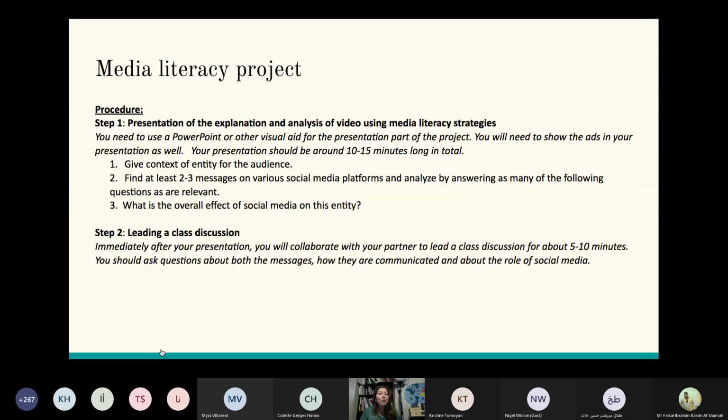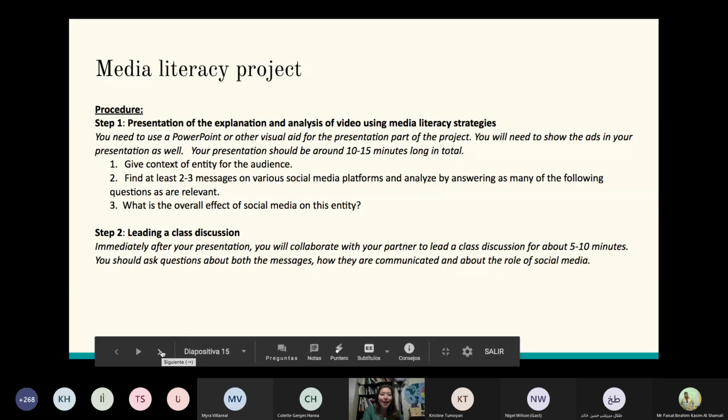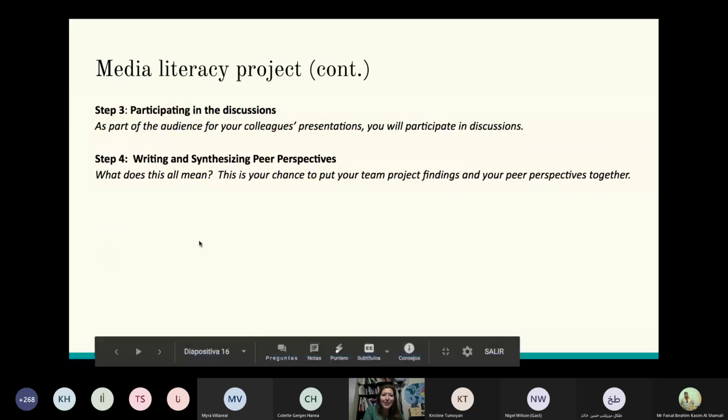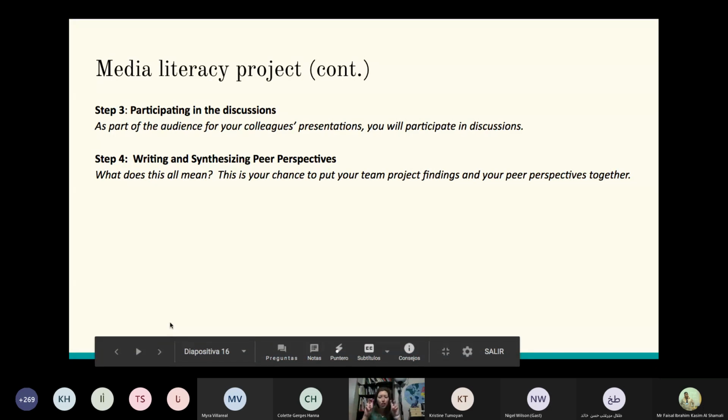And so when my students are presenting their ideas and their perspectives on this media, they do so with the understanding that, again, some peers may actually hear that differently. They may interpret that differently. So could you be open to those different perspectives and incorporate that into some of your final findings regarding your own analysis? So as I said before, they participate in their discussions, and then they write and they synthesize the peer perspectives. So it's a chance for them to put their team project findings and the peer perspectives together in order to come to some kind of final conclusion, if you will.